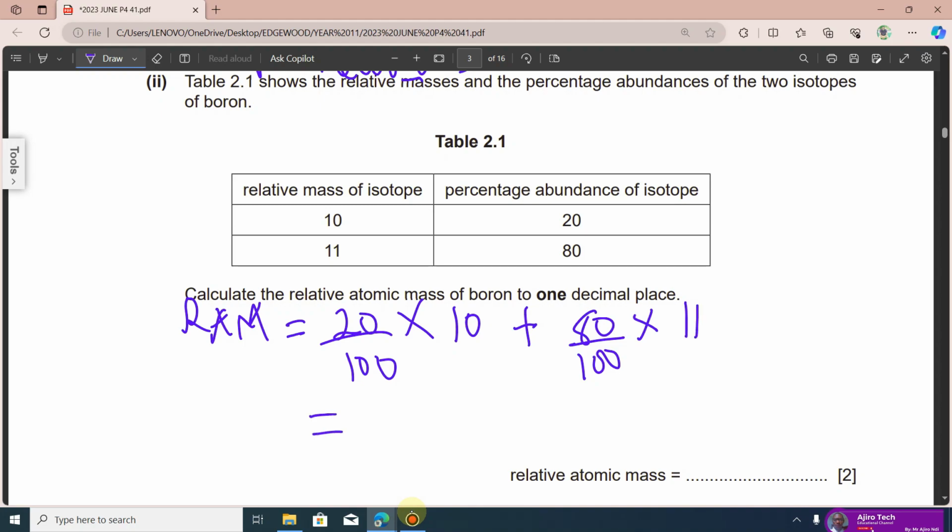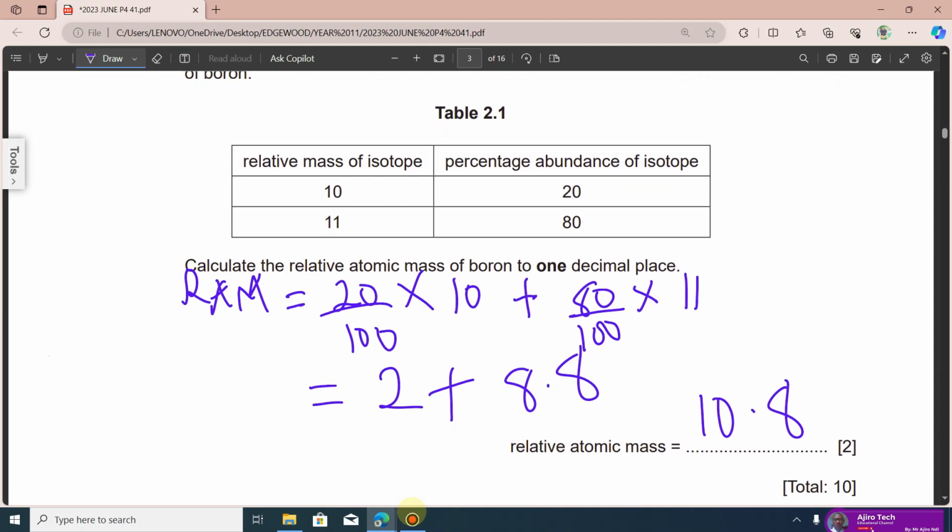So if you use your calculator in this case, we do 200 divided by 100, that is 2, plus we do 80 times 11 divided by 100, and that is 8.8. So if we add up these 2 numbers, we have 10.8, which is already in 1 decimal place. So this is the answer to this. So if you do this, you have 2 marks.